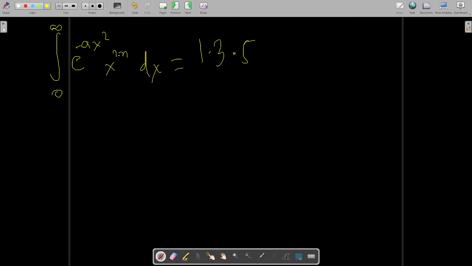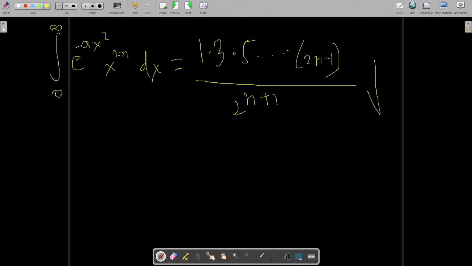So what have I told is, integration 0 to infinity e to the power minus a x square x to the power 2n dx has come out to be equal to 1 into 3 into 5 and so on up to 2n minus 1, and in the denominator it is like this, and over here it is pi over a to the power 2n plus 1, right?